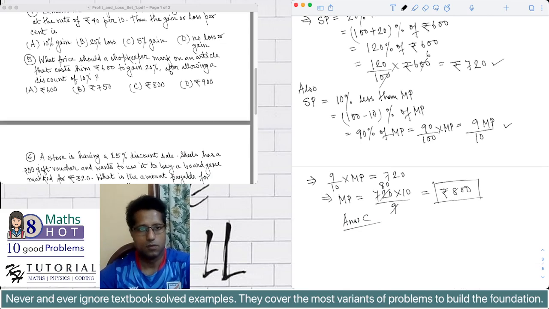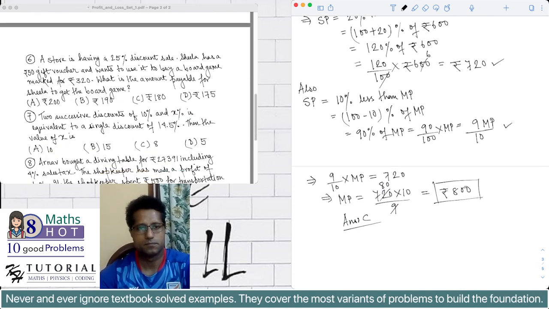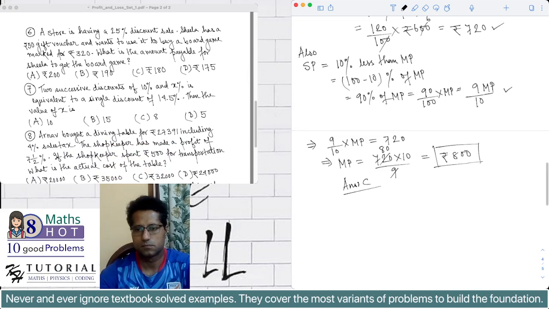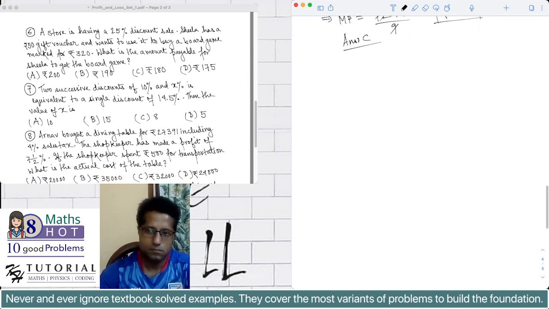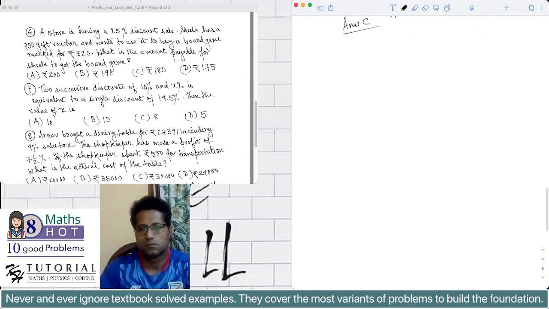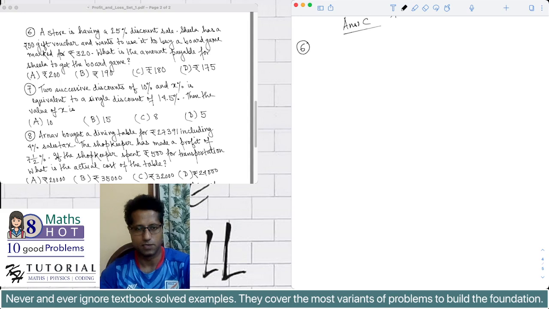Okay, let's do question number 6. A store is having a 25% discount sale. Sheila has a rupees 50 gift voucher and wants to use it to buy a board game marked for rupees 320. What is the amount payable for Sheila to get the board game?